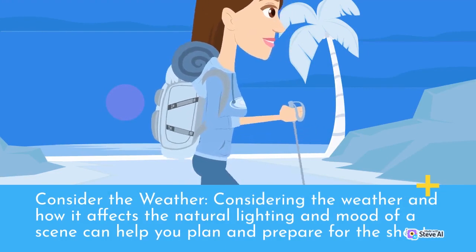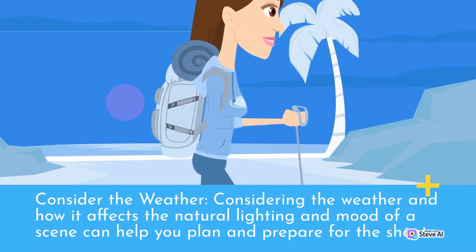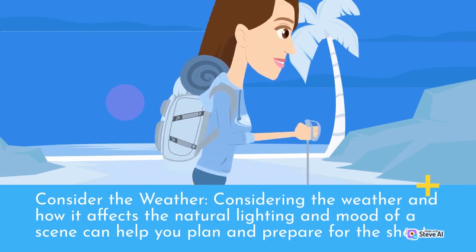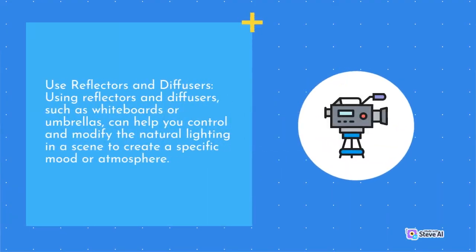Consider the weather. Considering the weather and how it affects the natural lighting and mood of a scene can help you plan and prepare for the shoot. Plan around the time of day. Planning your shoot around the time of day and the position of the sun can help you capture the natural lighting and mood of a scene in the most effective way. Use reflectors and diffusers. Using reflectors and diffusers, such as whiteboards or umbrellas, can help you control and modify the natural lighting in a scene to create a specific mood or atmosphere.